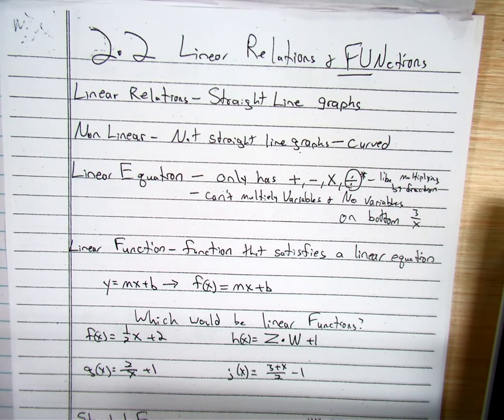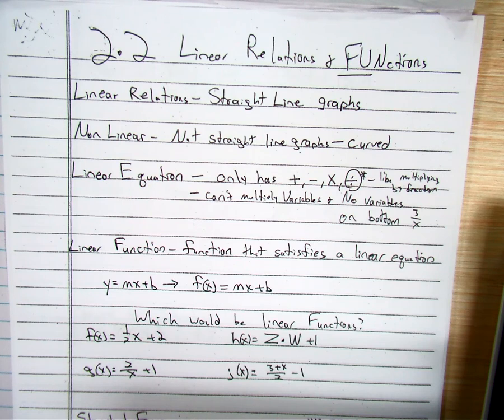Okay, a linear relation is a straight line graph. We're talking about straight line graphs. Non-linear means it's not a straight line graph. It's going to be curved, have some sort of curves in there, like parabolas or x to the third.